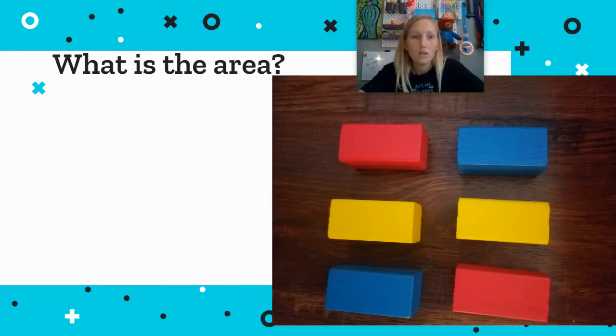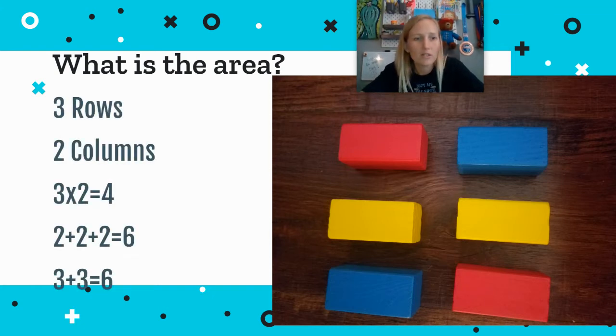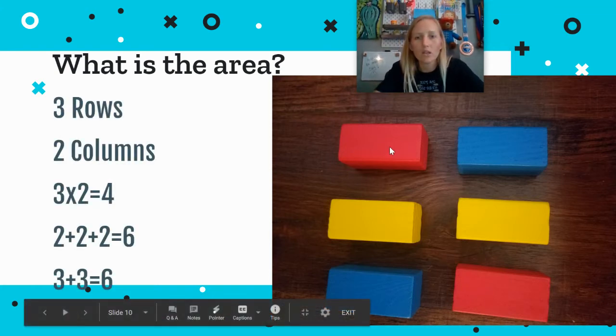Let's look at another one. Think about how many rows and how many columns you have for this one. Okay, moving on. 3 rows and 2 columns. 3 rows, 1, 2, 3, and 2 columns. And then to figure this out, our equation could be 3 groups of 2.